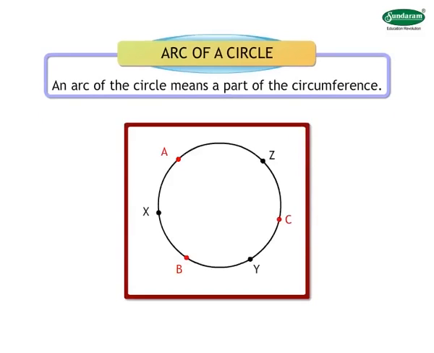C on the circle. When you take points A and B, we can see that an arc AXB is formed as X lies on the circle between the 2 points A and B. When you take points B and C, we can see that an arc BYC is formed as Y lies on the circle between the 2 points B and C. When you take points A and C, we can see that an arc AZC is formed as Z lies on the circle between the 2 points A and C.